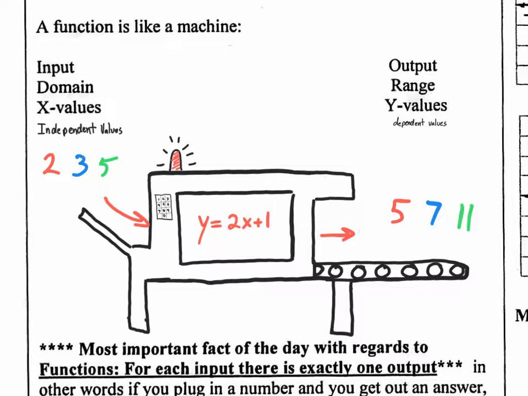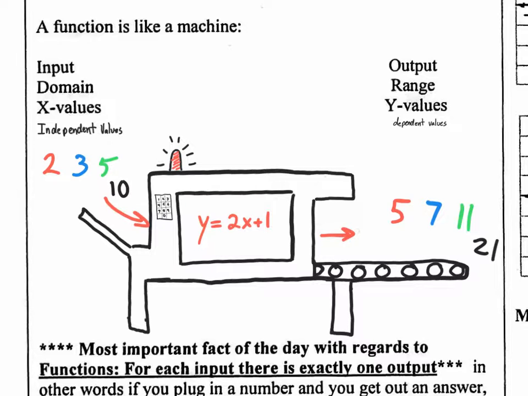Let's just try one more for kicks here. What if I plugged in the number 10? There you go. That 10 looks better. Plug in that number 10. You're going to get out, doubling it, 10 times 2 is 20, plus 1, you get out 21.